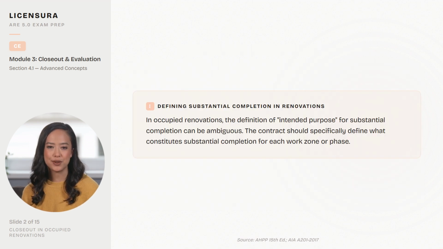Defining substantial completion in renovations. In occupied renovations, the definition of intended purpose for substantial completion can be ambiguous. The contract should specifically define what constitutes substantial completion for each work zone or phase.